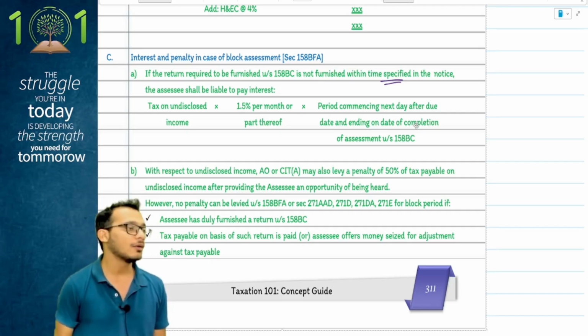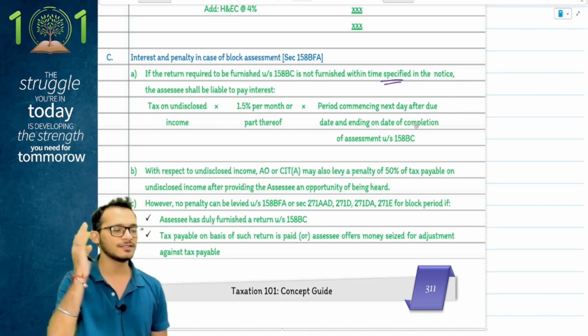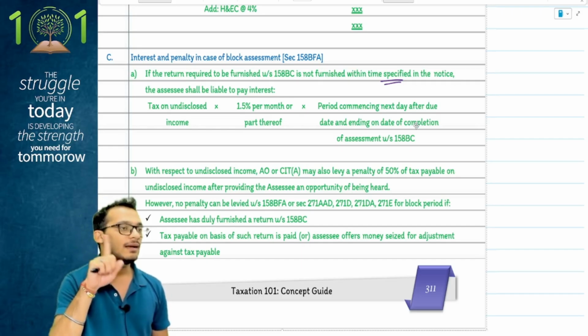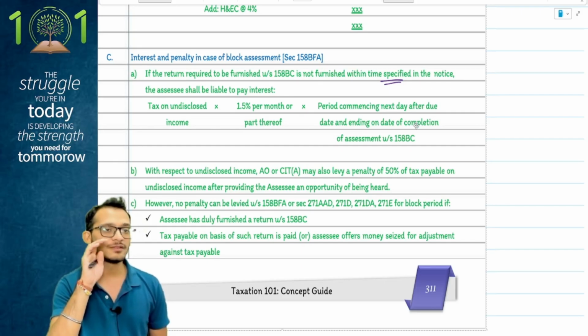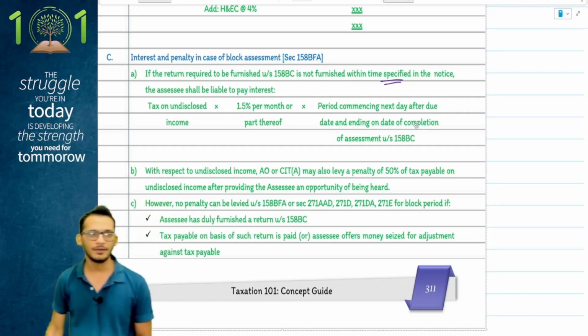Yes or no? Yes. Now, what is this on? This is on your tax on undisclosed income. So whatever undisclosed income you have, into 60% plus any applicable surcharge plus any applicable cess. On that you will be levying 1.5% of interest because you did not file your returns on time. File your returns on time.